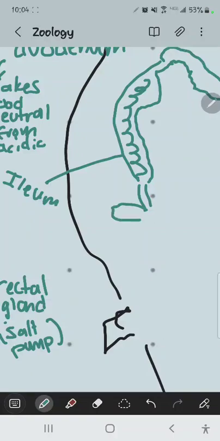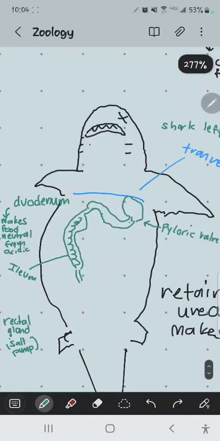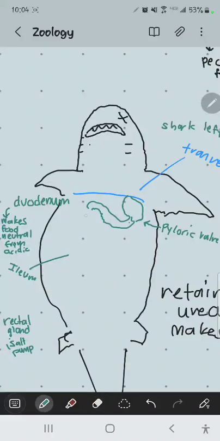Their kidneys are retaining urea and don't actually connect to the outside. It's kind of weird, like they don't actually urinate to the outside. They retain their urea using their kidneys. I'll show that in a second.